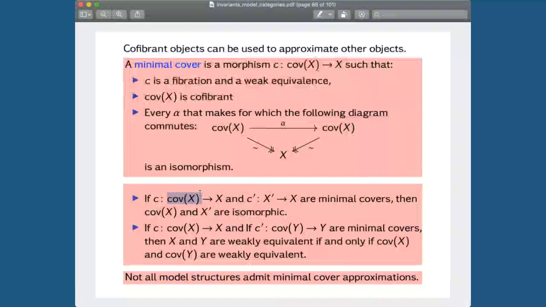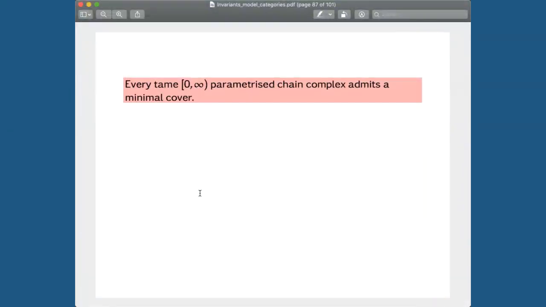Such constructions are useless for topological data analysis. We need these constructions to be made implementable. That's one of the difficulties, to make these homotopy constructions actually implementable, to prove existence of these things by constructing them algorithmically and not performing limits. In limits the behavior can be easily proved, but you want algorithmic constructions that eventually finish. So every tame parameterized chain complex admits a minimal cover.